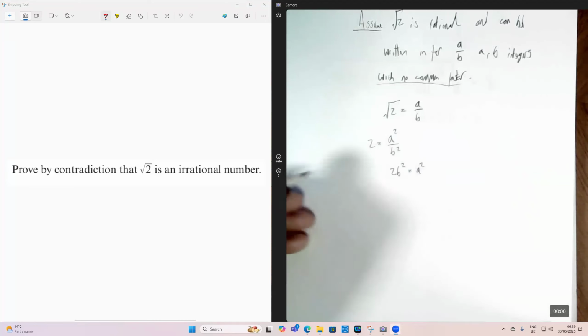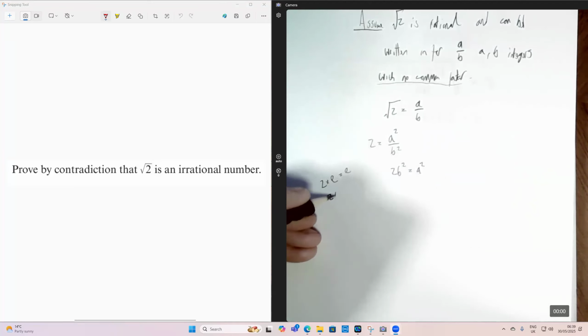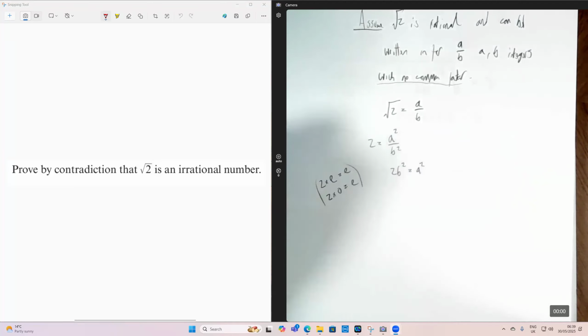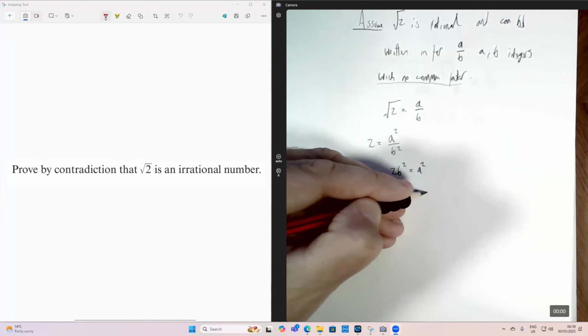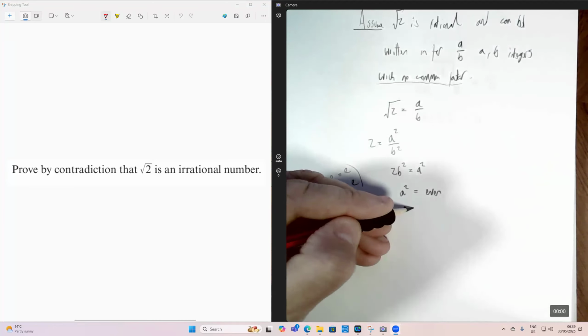Now, if we've got 2 times an even number, the answer is even. And if we have 2 times an odd number, the answer is even. So if you've got 2 times something, then by definition it has to be even. So that means that a squared is even. Now, if a squared is even, that in turn means that a has to be even as well.